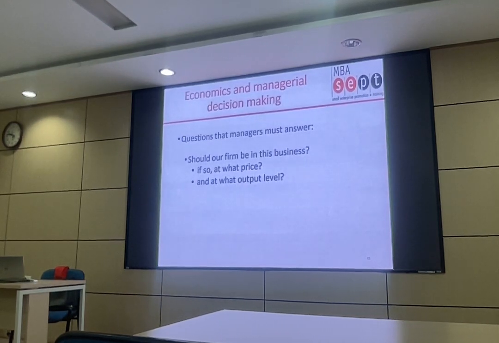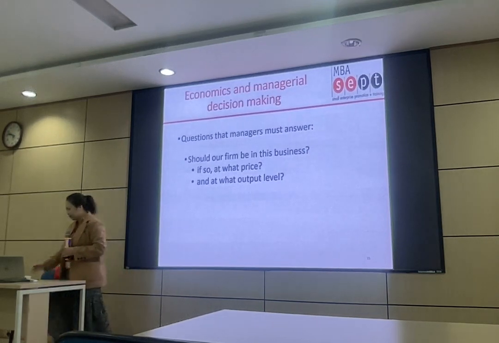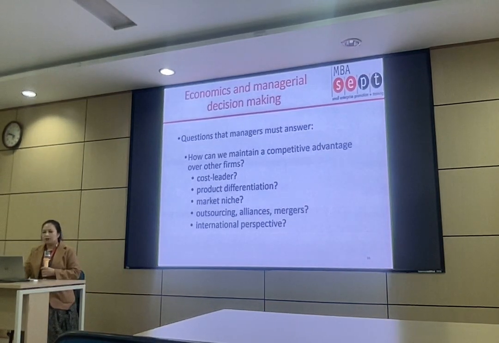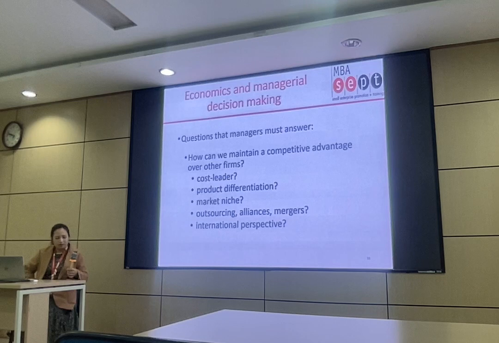And if we make the connection with the previous question about the economic conditions, you will see what the acceptable price for the customers will be. And then the firm has to decide at what price it will sell its products. And the next: how can the firms maintain a competitive advantage over other firms? The answer to this how question will decide their strategy, to maintain competitive advantage.